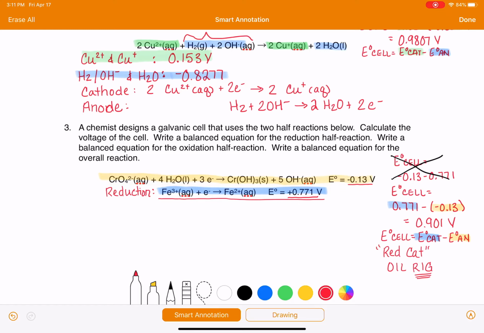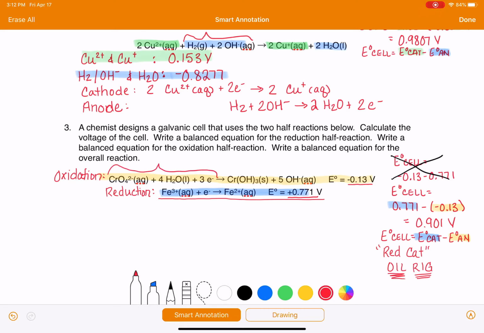We know that the anode is the oxidation because it is not a reduction cathode. We know that oxidation is when electrons are being lost or produced. In this particular half reaction, we are seeing electrons on the left-hand side of the arrow, which is not consistent with oxidation. All that means is that we're looking at the oxidation reaction backwards.